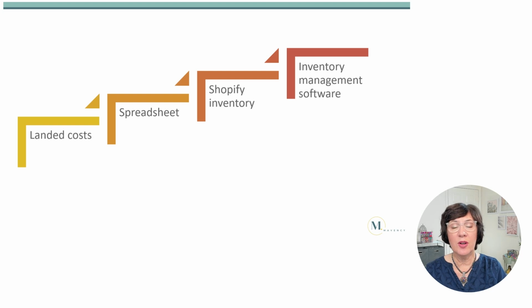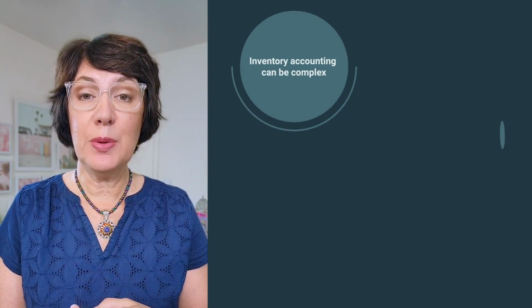Number one, start with your landed cost. You need to figure out what your landed costs are for all of your inventory products. Then move into using a spreadsheet to track your inventory or Shopify inventory. Keep in mind, Shopify inventory is not an inventory management system, but it will help you to track your inventory. Ultimately, your goal is to move toward using an inventory management software in order to really streamline your operations, as well as then have the reporting that you would need to track your inventory and cost of goods sold for accounting purposes.